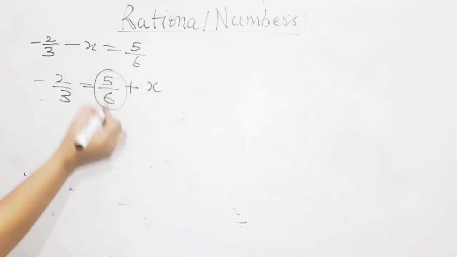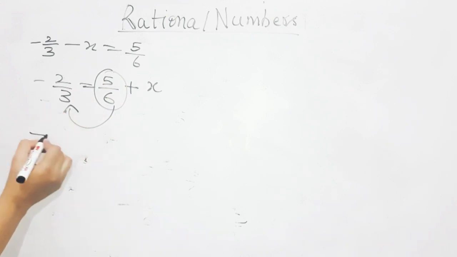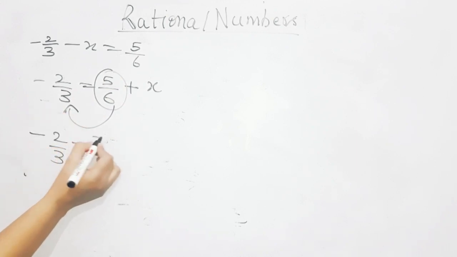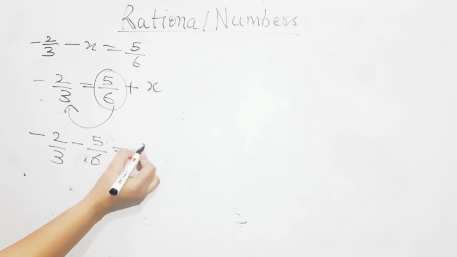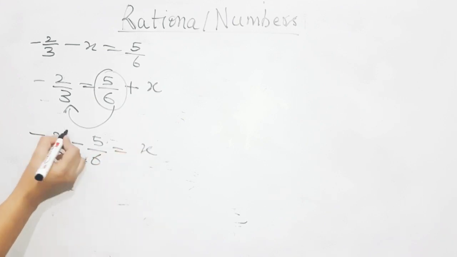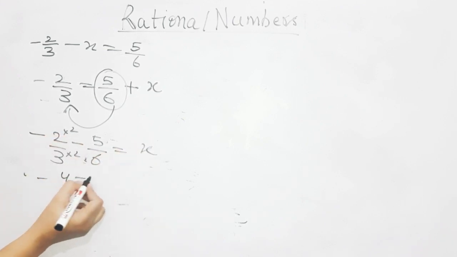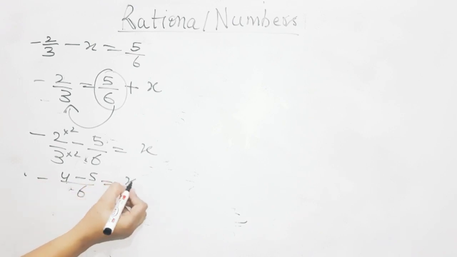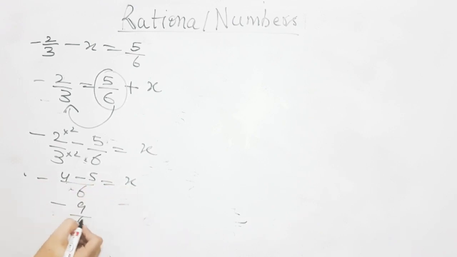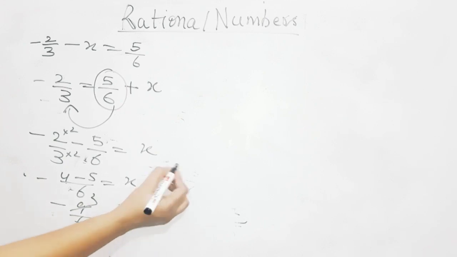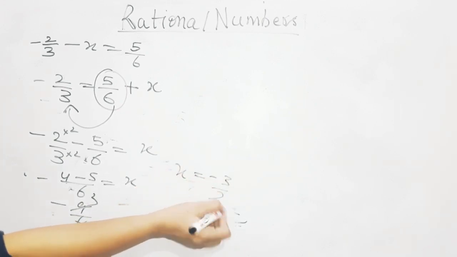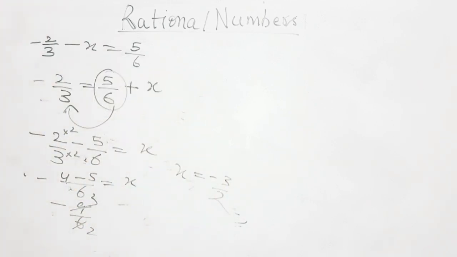Now this 5 upon 6 will go to the left hand side. The sign will be changed. It will be minus 5 upon 6. Right? Now the LCM will be 6. So minus 4 minus 5 upon 6 is equal to x. So minus 9 upon 6. 3 3s are 9, 3 2s are 6. What is the value of x? Minus 3 upon 2. Understood, students?